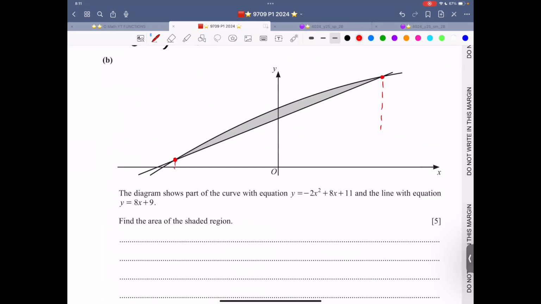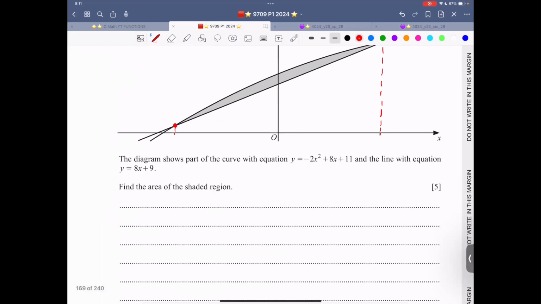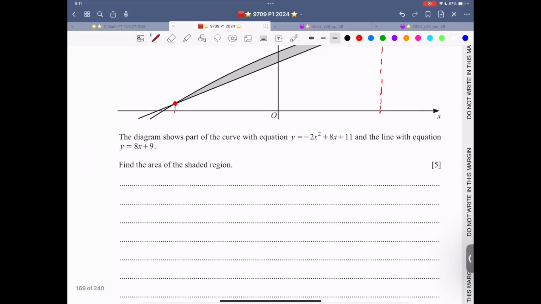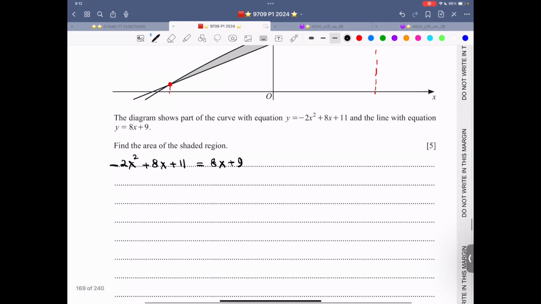Find the solution of this simultaneous equation. So now that one is the curve, which you have found earlier, but you have to solve it simultaneously. So that thing is of no use as such. Minus 2x squared plus 8x plus 11 is equal to 8x plus 9. So now life is becoming easier.